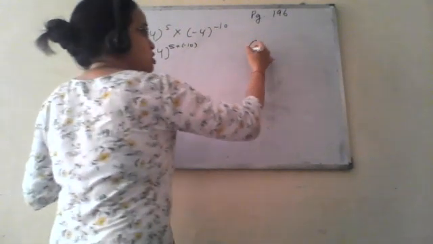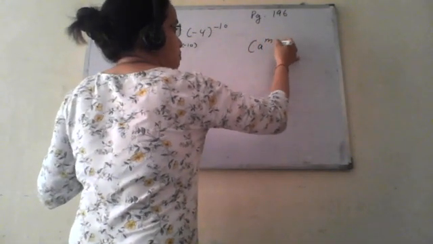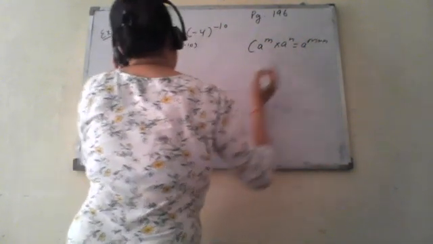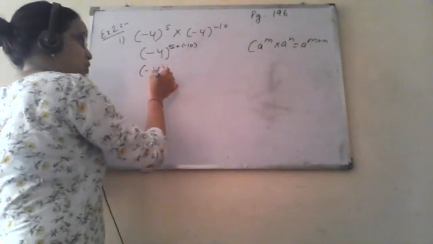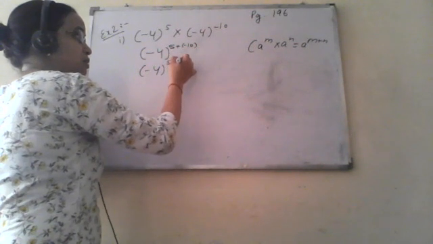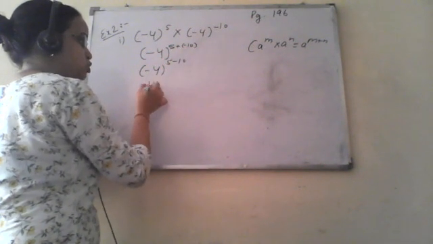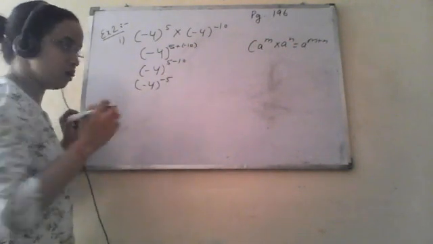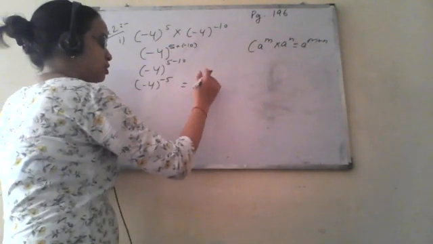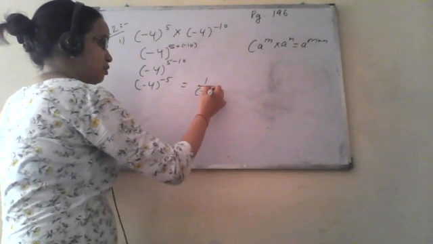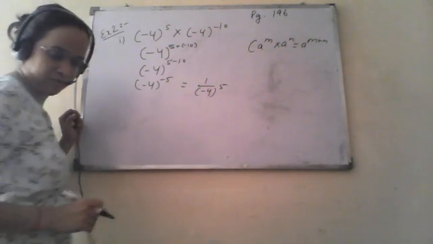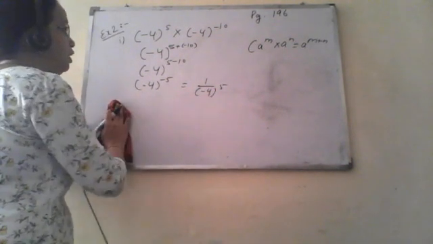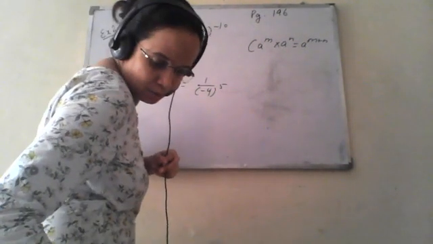So it was like a to the power m into a to the power n, it will be a to the power m plus n. So it will become minus 4 to the power plus 5 minus 10, which is minus 5. Or we can write it as 1 upon minus 4 to the power plus 5. Clear? Now I hope this is clear to you.